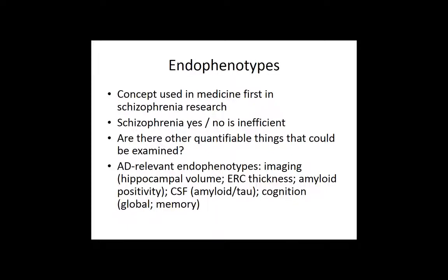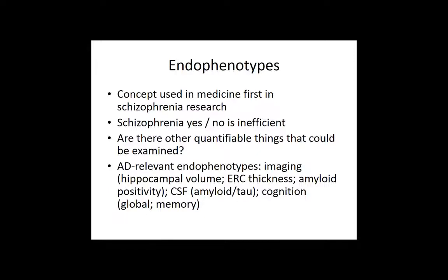Is there anything we can measure that's schizotypal or kind of like schizophrenia where there's gradations? Anything we can do like that will increase our power from the same sample size. And that was the first introduction of this idea into genetics in humans. So are there other quantifiable things that you could examine?